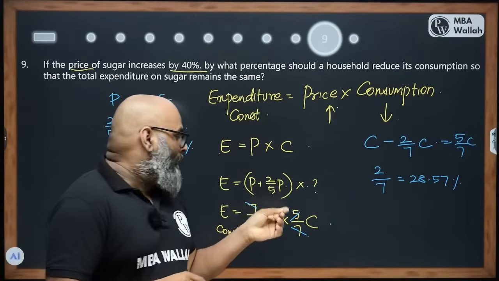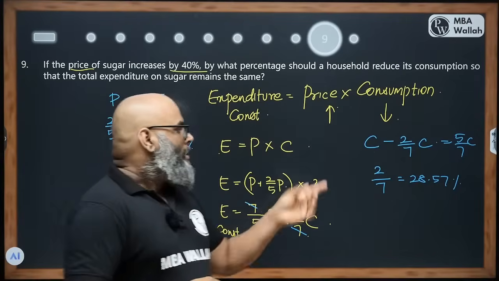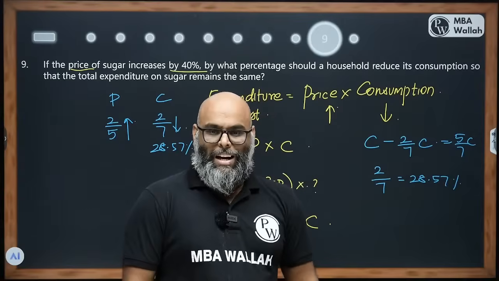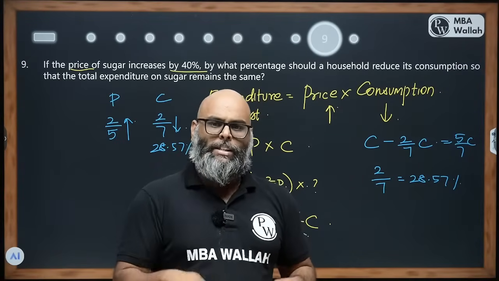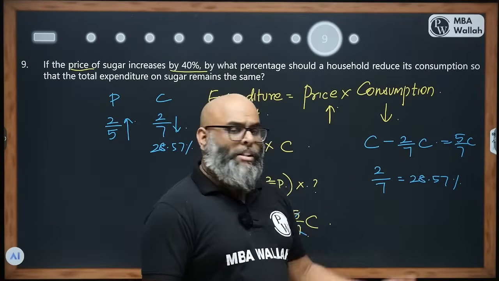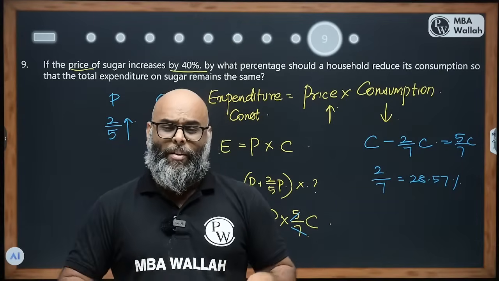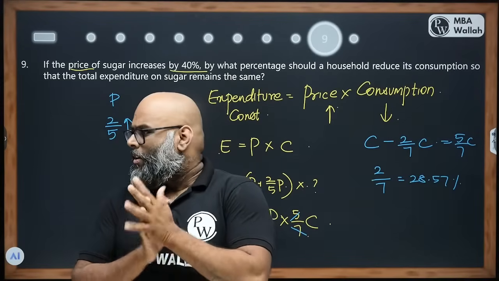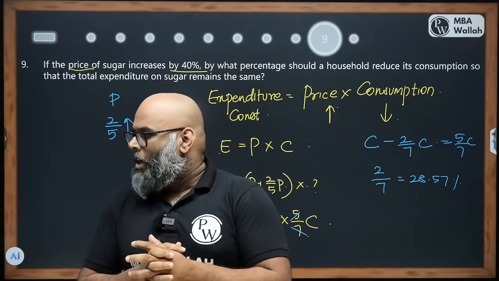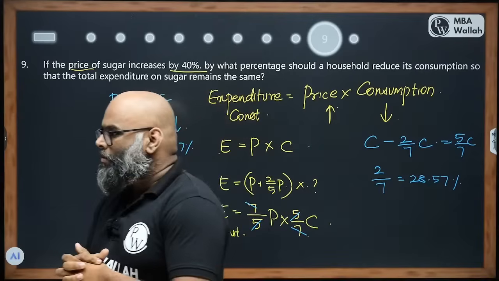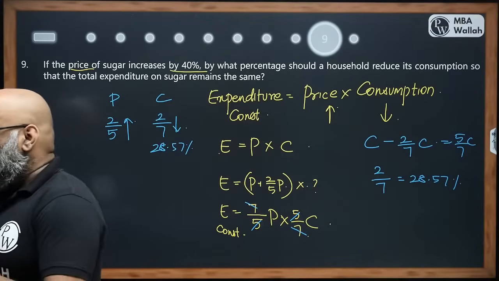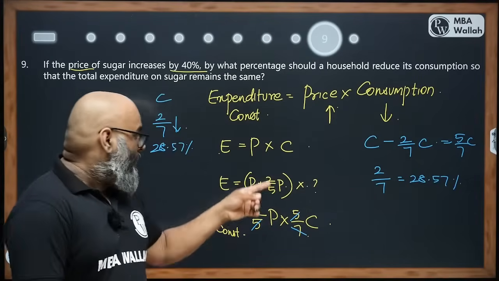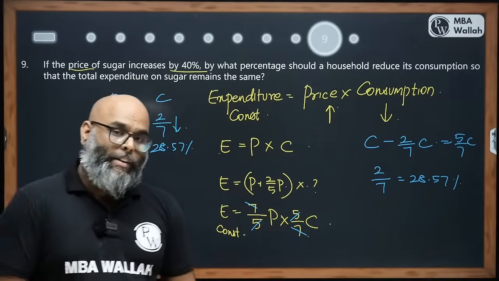Ashwin, what is 5 by 7C? It is C minus 2 by 7C, right? That is what will give you 5 by 7. How did you get 5 by 7? 1 minus 2 by 7 is 5 by 7, which means your consumption has to come down by 2 by 7, which is 28.57%. Any doubts? Saki Mehta, clear? You also have the same 5 by 7. You are reducing from C, it has come to 5 by 7C.